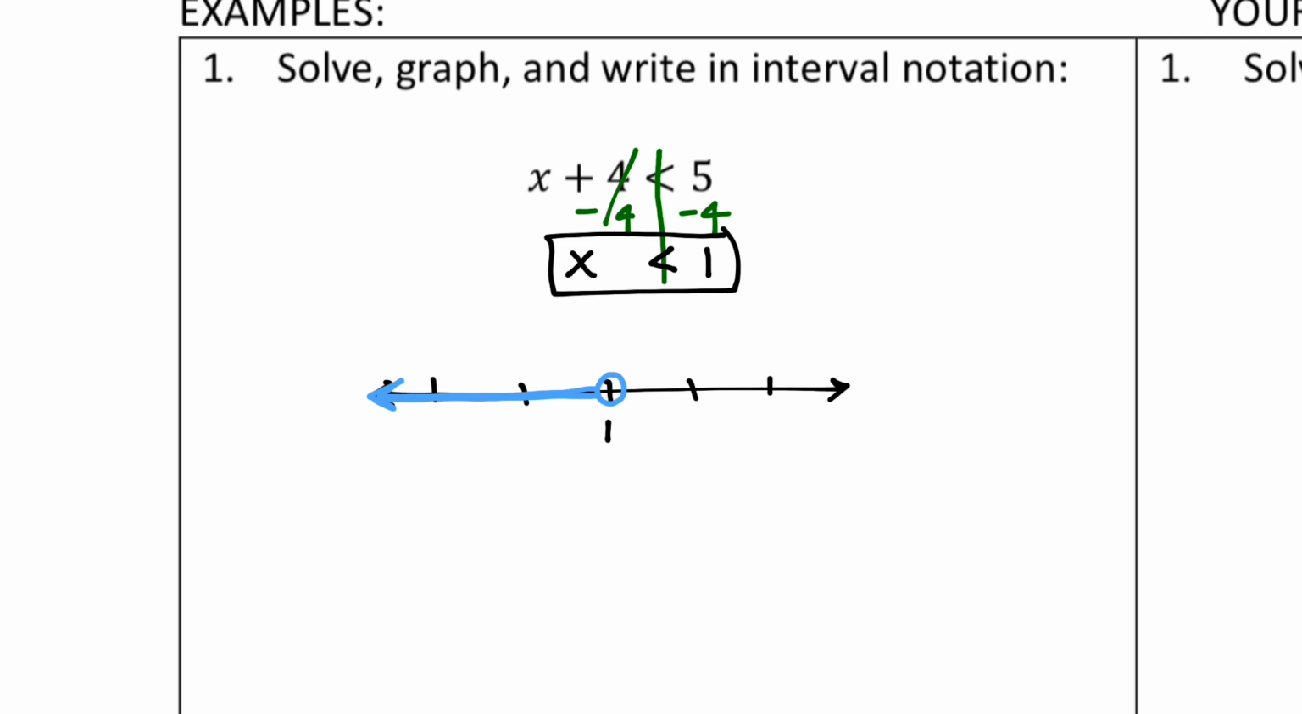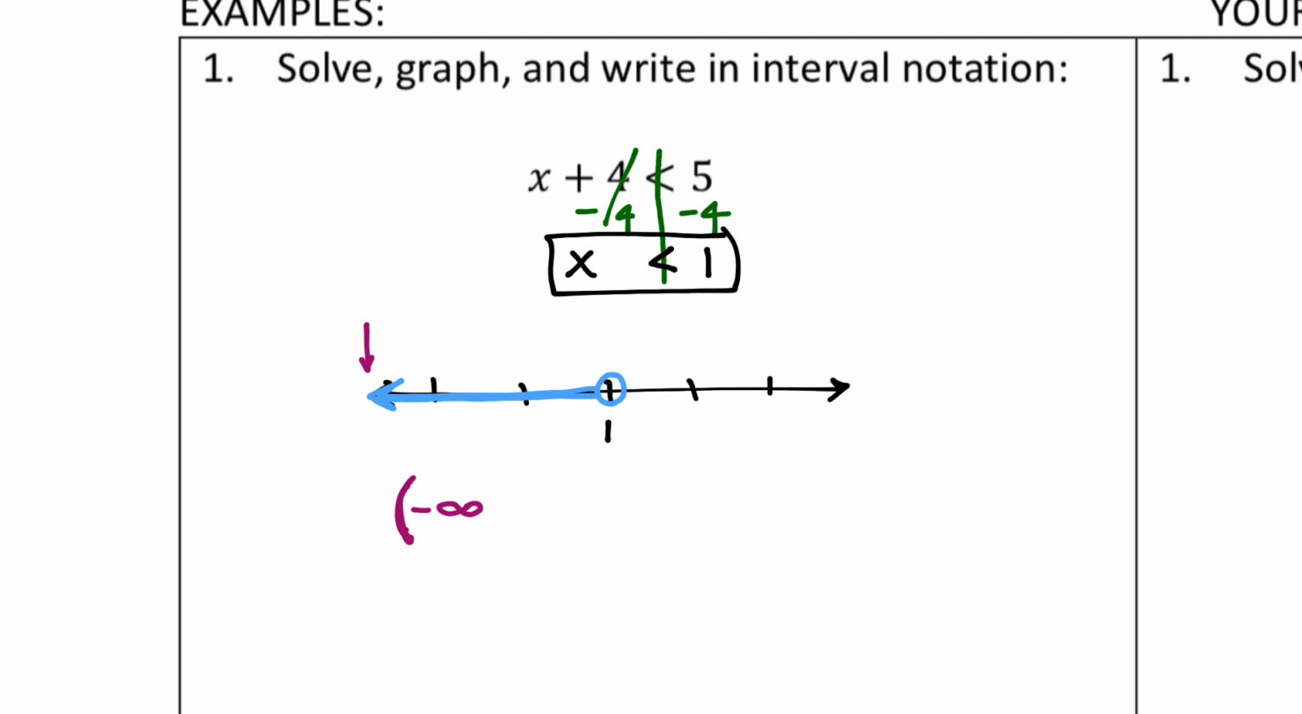Okay, there's my graph. Graph is done. Now I need to write it in interval notation. So we're looking to see what the first endpoint is: open at negative infinity. Okay, open. Parentheses mean open. It can never get to infinity.